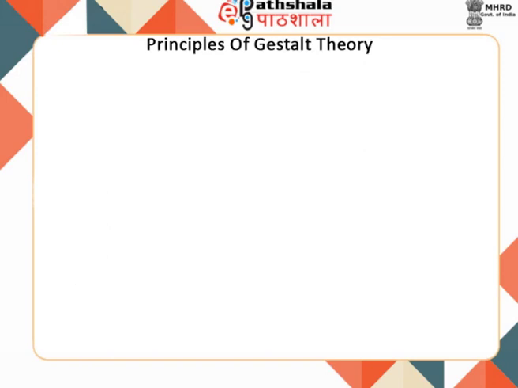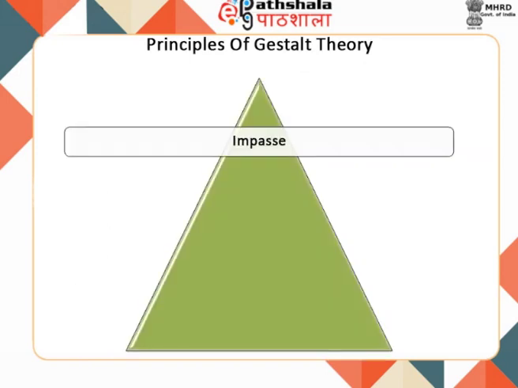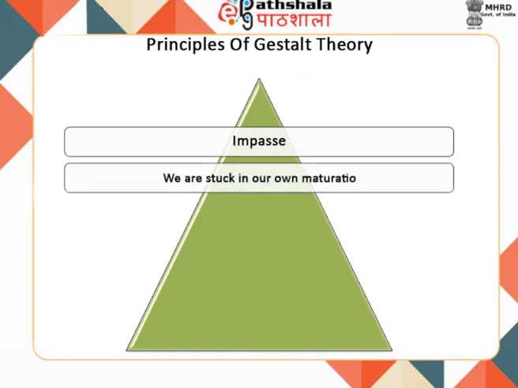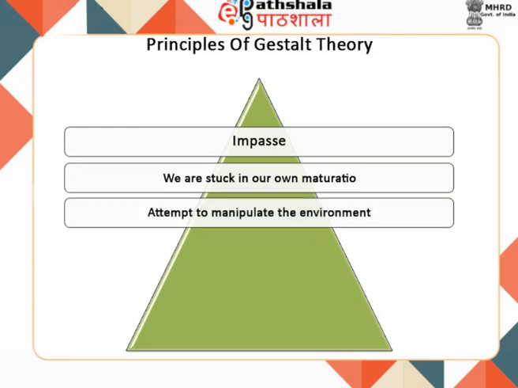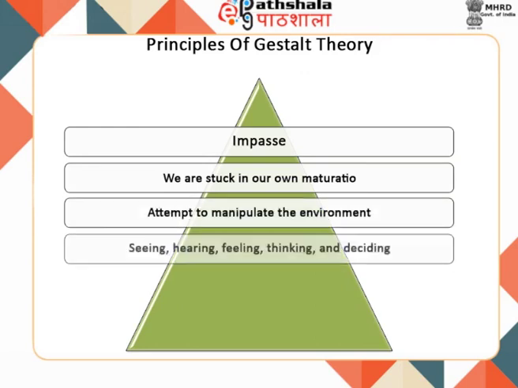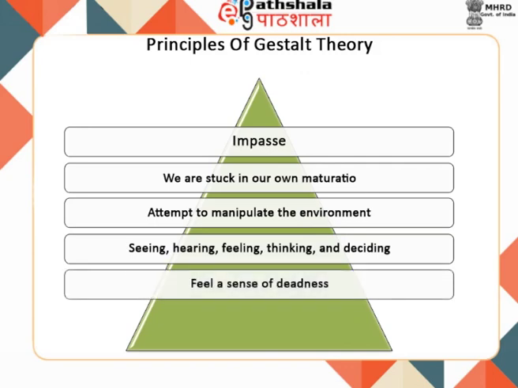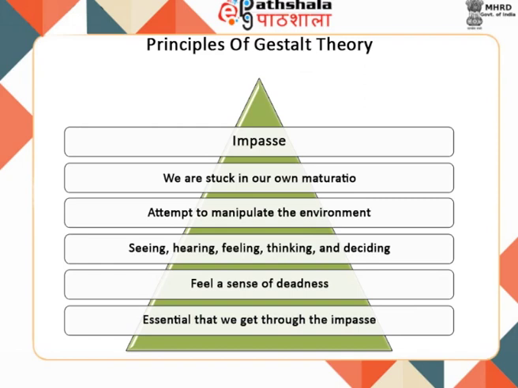Beneath the phobic layer is the impasse, or the point we got stuck at in our own maturation. Typically, this is the time when we attempt to manipulate the environment to do our seeing, hearing, feeling, thinking, and deciding for us. At the impasse, we often feel a sense of deadness and feel that we are nothing. If we hope to feel alive, it is essential that we get through the impasse.